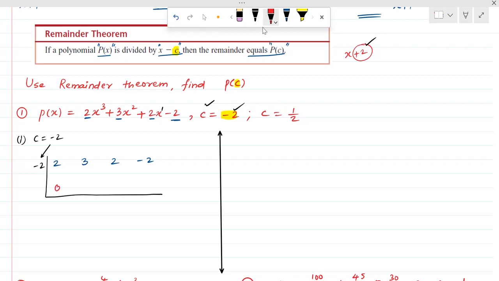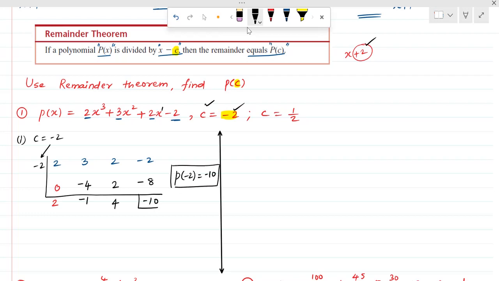So the first value will be 0. When you add it, it becomes 2. Now start the process. What happened? Minus 4. Add it, minus 1. When you multiply minus of minus, it becomes plus 2. Add it, plus 4. When you multiply, you have minus 8. So the answer will be minus 10. So the remainder theorem says p of minus 2 is equal to minus 10.